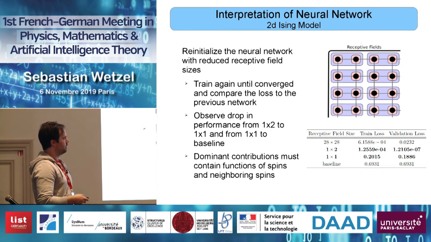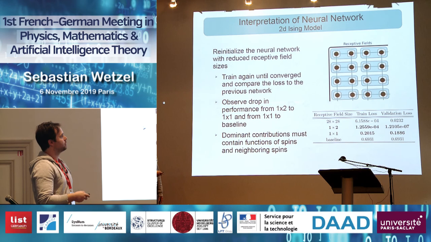If we now reduce the capacity of the neural network step by step, in this table you only see the most important reductions. If we reduce the receptive field size of the neural network so far that it can only see neighboring spins, then it still converges to the same or almost the same training loss.